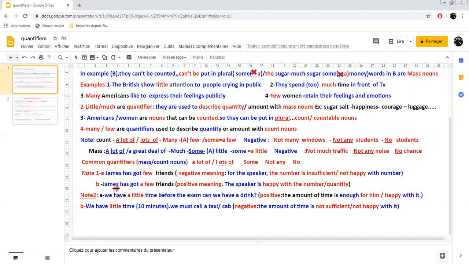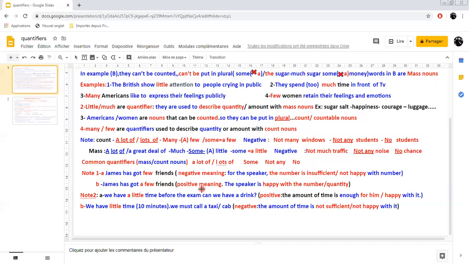In sentence number 2, James has got a few friends. So the meaning of the sentence here is positive. The speaker is happy with the number. So the number is enough for the speaker. So he is saying that James has got some friends, 7, 8, 9. So he is happy with the number.